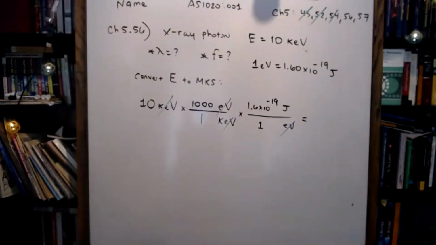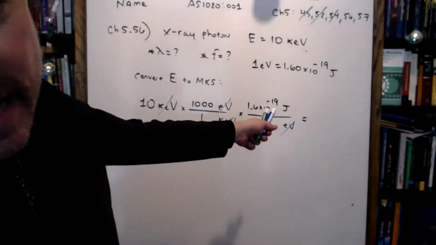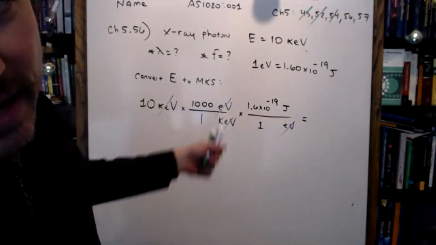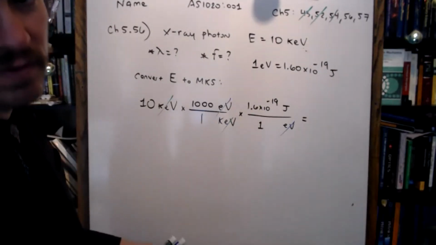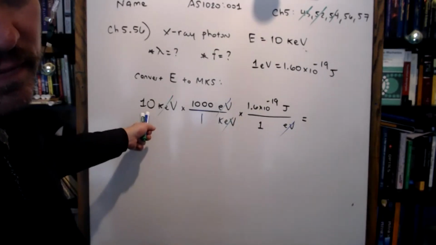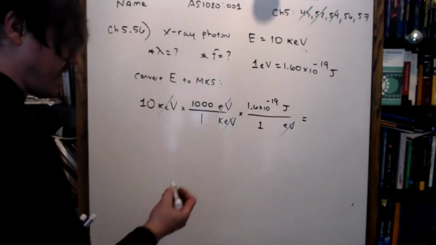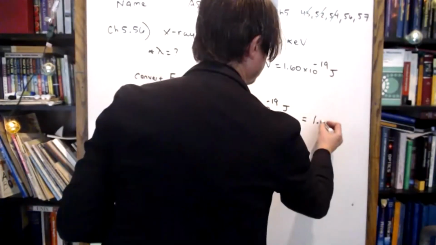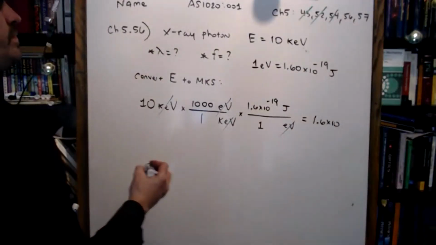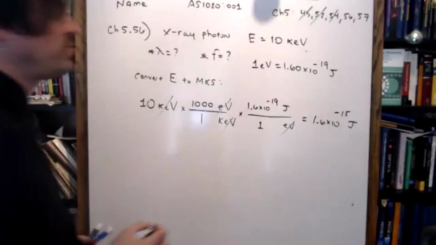Punch them out. Actually, Wyatt, come on, let's be a big boy here. We don't even need a calculator. Negative 19. How many zeros are you adding? 3. Count again. Oh, 4. So negative 19 plus 4, what do you get? 1.6 times 10 to the negative 15th. Good. That's joules. You don't even need a calculator.